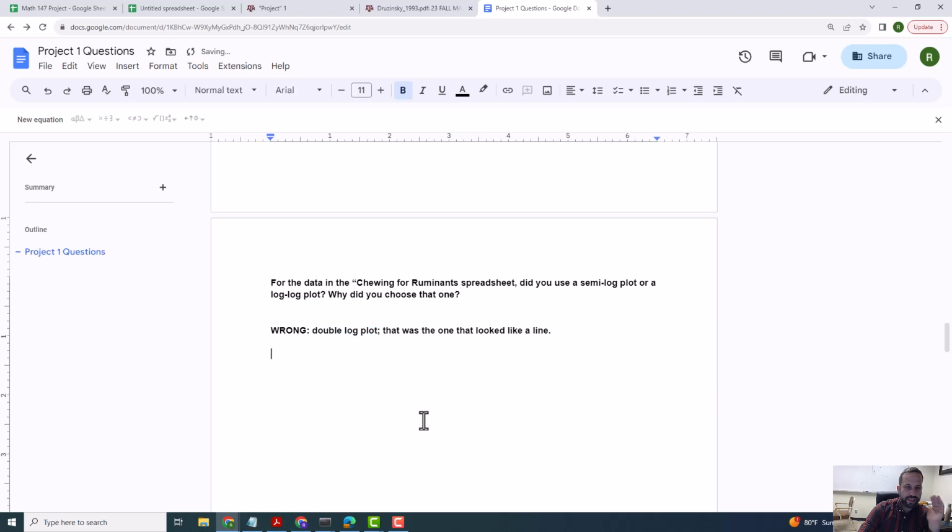If I wanted to write this grammatically correct, it would be something like, "I chose a double log plot because the double log plot, semi-log plot, and linear plot... The double log plot, or you could write double log plot, or you could write log if you wanted to. The double log plot looked the most linear. This is because," and then you could put why you thought that, or something like that.